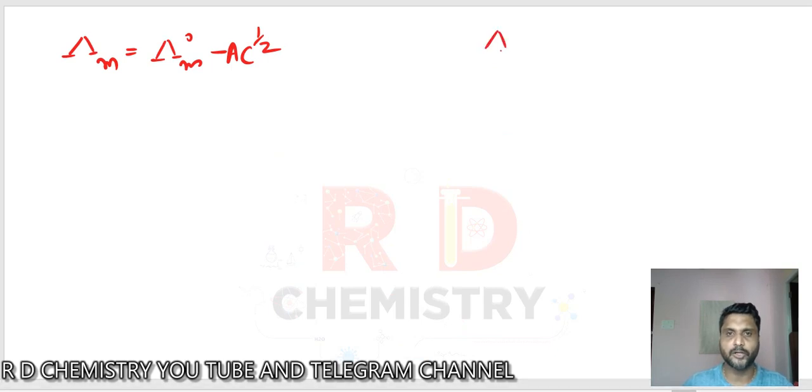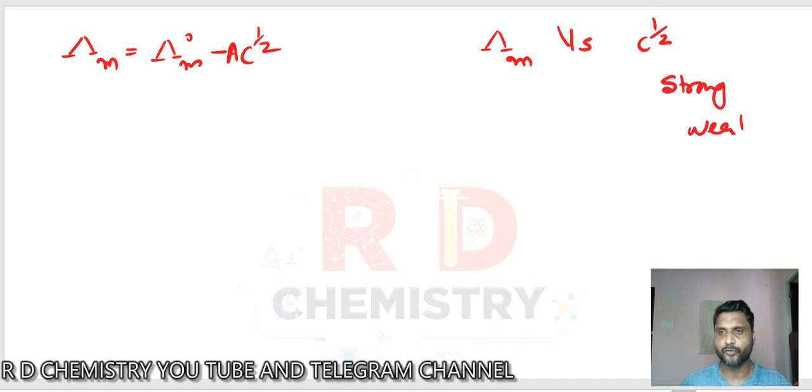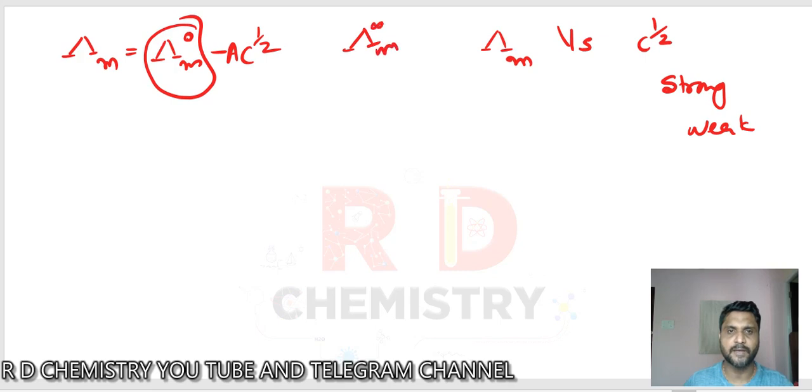Next one from electrochemistry. I'm going to plot the molar conductivity versus the concentration. The concentration to be used is the square root of the concentration, for a strong electrolyte and for a weak electrolyte, to find out finally the molar conductivity at zero concentration, or infinite dilution, which can also be written as lambda m infinity.